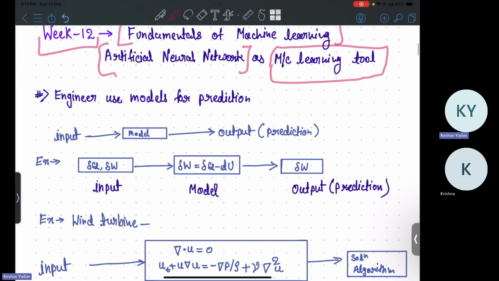So as an engineer, suppose we have some problem and we wish to solve it. What we do is first make a mathematical model. The input of this problem goes to the model, and it gives us the desired output. So as an engineer, we have some input, we build a model, we give this input to the model, and we find the output or the prediction.